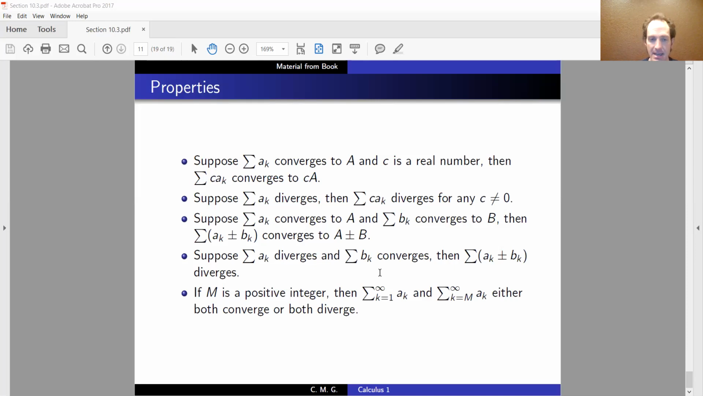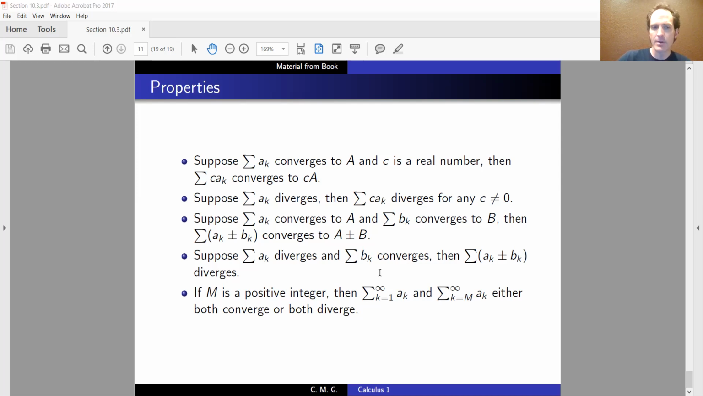All right. And then if I have two sequences that converge, say the sum of a sub k converges to A, the sum of b sub k converges to B, then the sum or difference of those two, so a sub k plus b sub k or a sub k minus b sub k, will also converge to A plus B or A minus B. Okay, so this is, again, the integral. If I integrate the sum of two things, I can integrate each of those things separately and then add the integral that I get at the end, or subtract the integral that I get at the end. Okay.